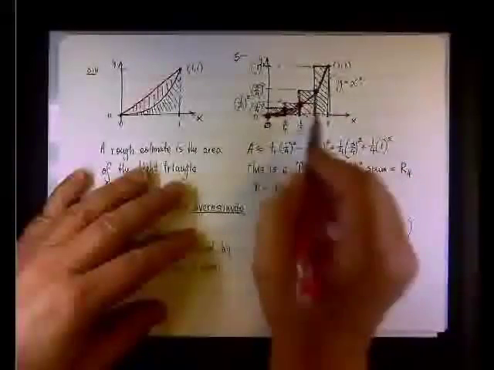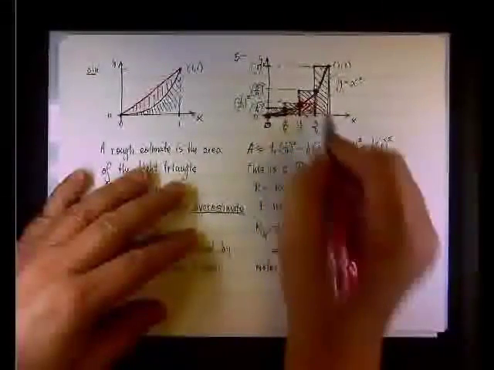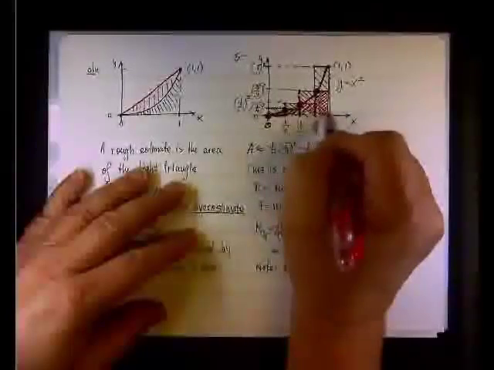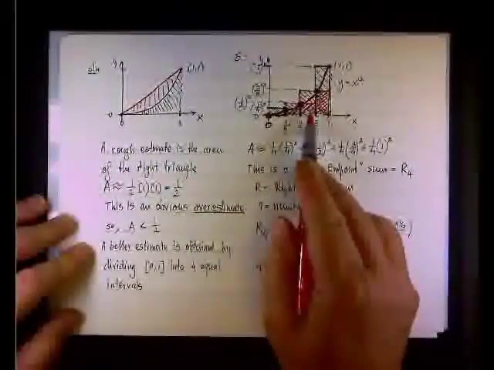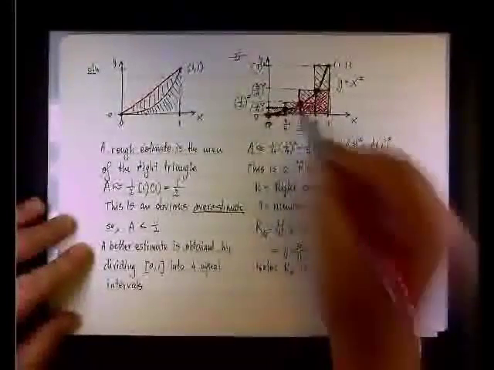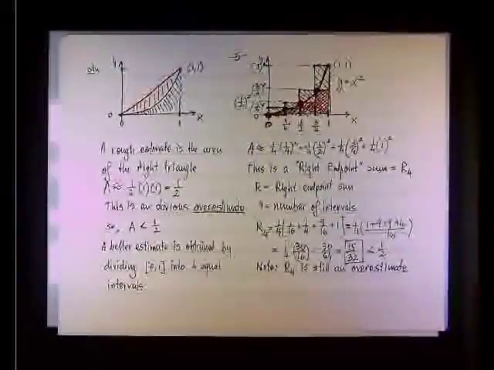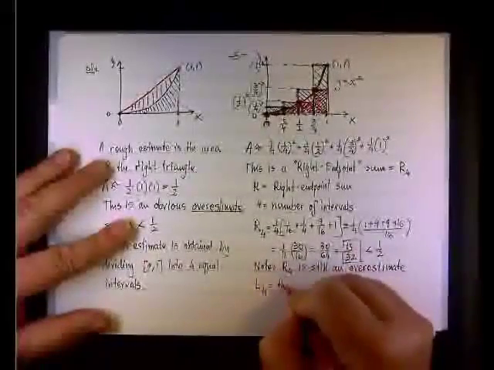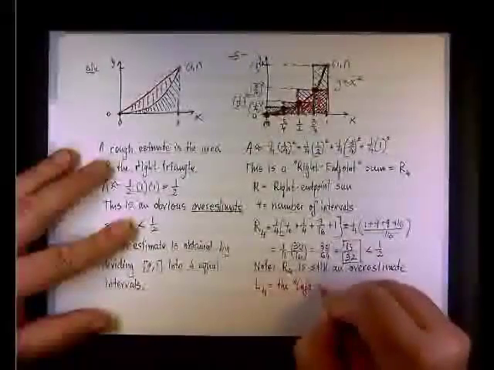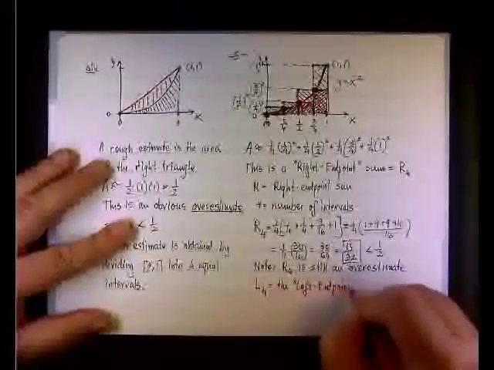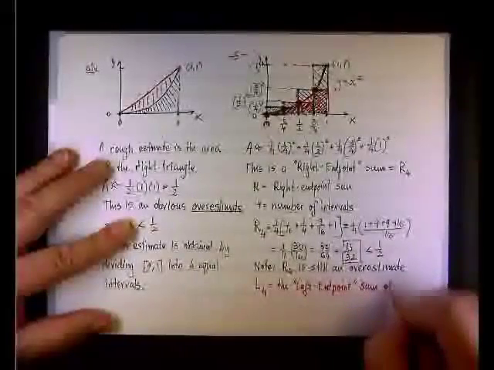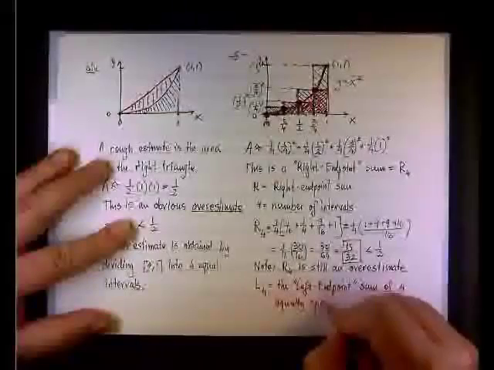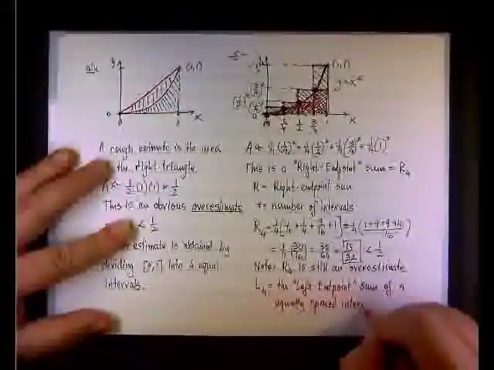The next block will be calculated at the left endpoint of the third interval. Like so. And finally, the fourth block will be calculated at the left endpoint of the fourth interval. So I'm going to calculate the area shaded in red. And this will be the left endpoint sum. So we're going to say that L4 is the left endpoint sum of 4 equally spaced intervals.